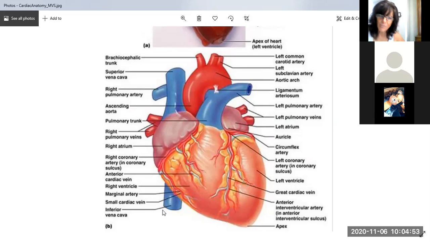But wait, there's more, okay? We need to look at the blood flow. So we're going to look inside the heart, okay? And inside the heart, you got two sides, right side and the left side. Just remember, the right side pumps to the lungs and the left side pumps to the body.